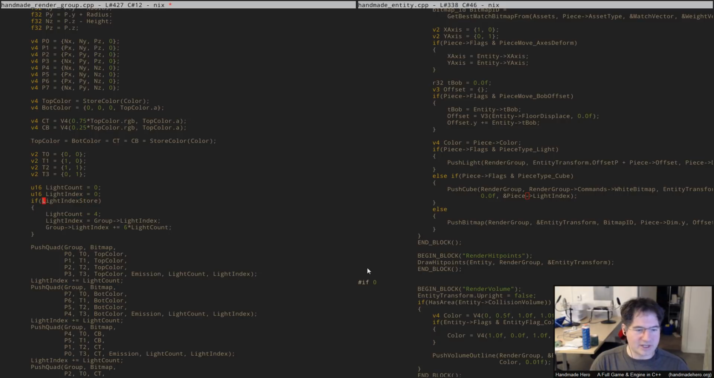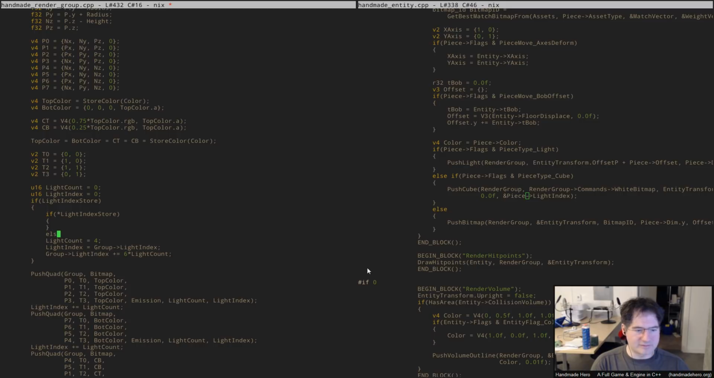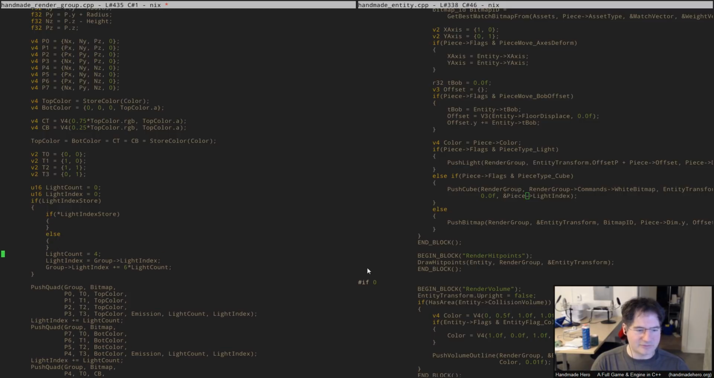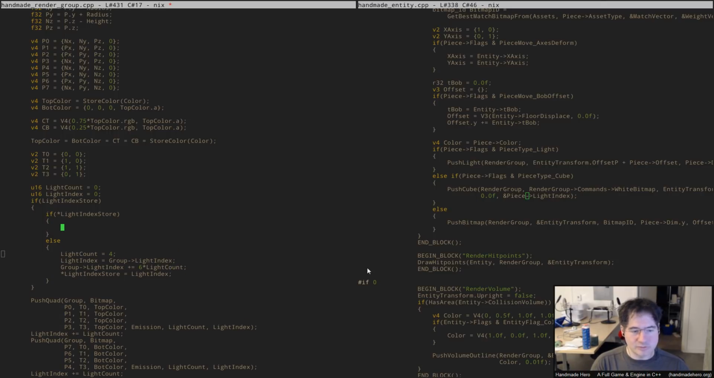So we need to first check, all right, if there's a light index store pointer, then it's possible that the light index store pointer is pointing to something that is a light index versus one that's not. So if it's not pointing to something valid, right? So if it's pointing to 0, then we would assign it, I think. So we just say, look, it's whatever it is here, right? Otherwise, what we would do is use it here. So we'd say like, oh, okay.